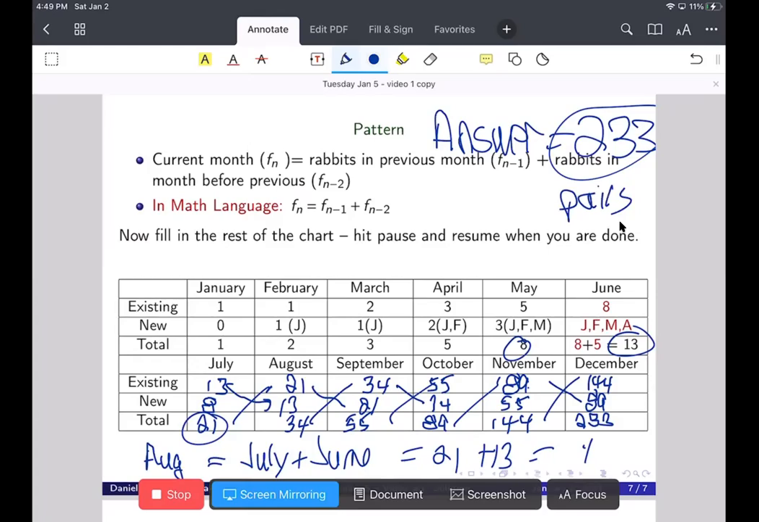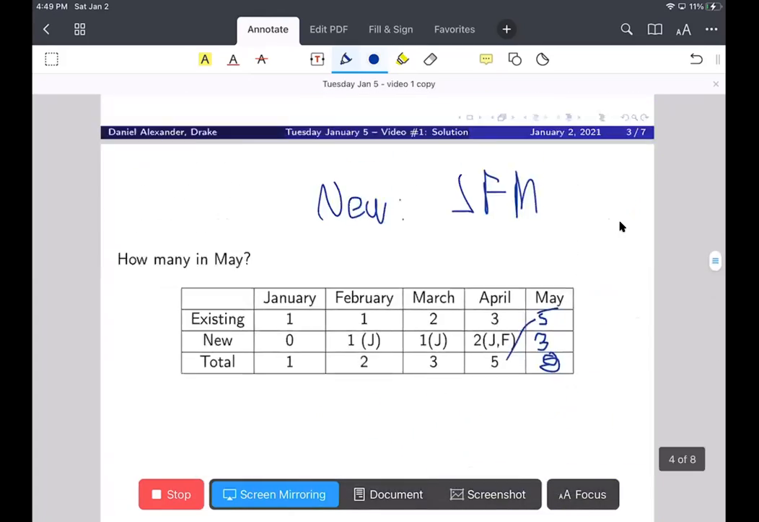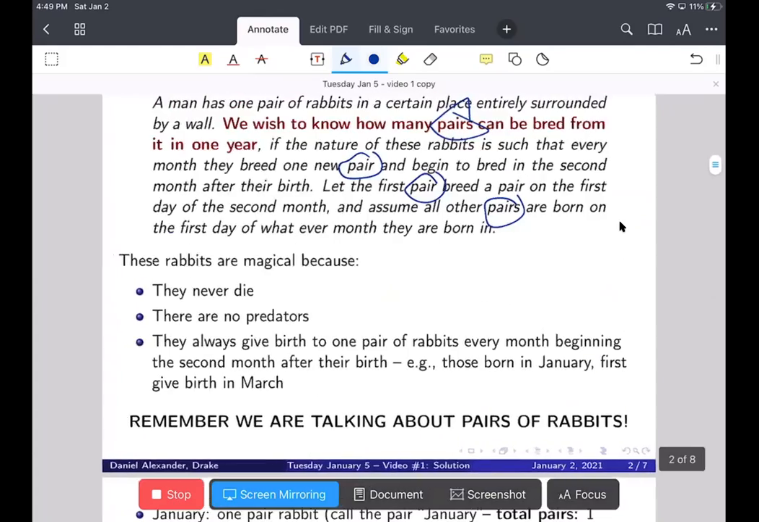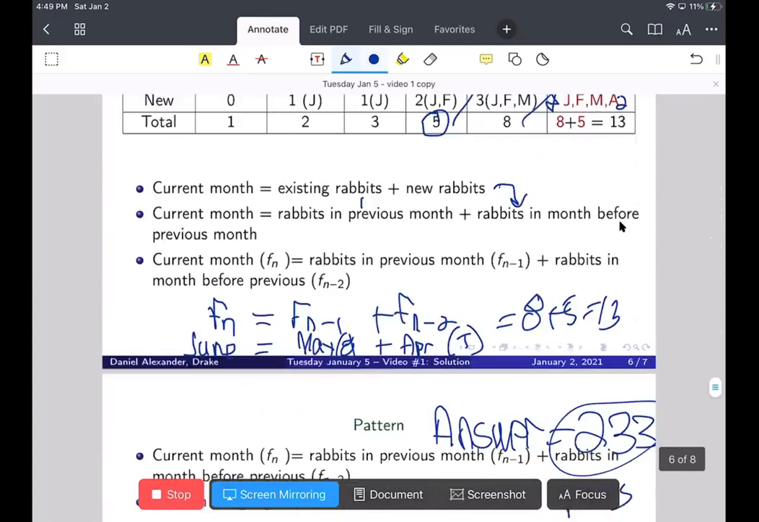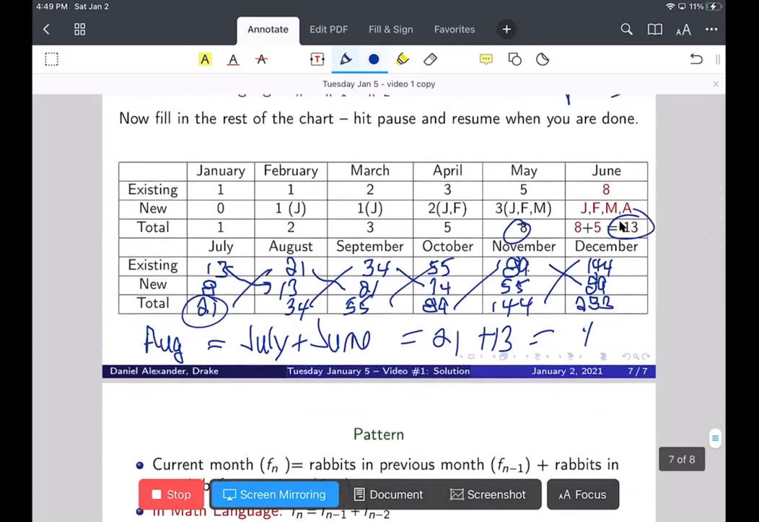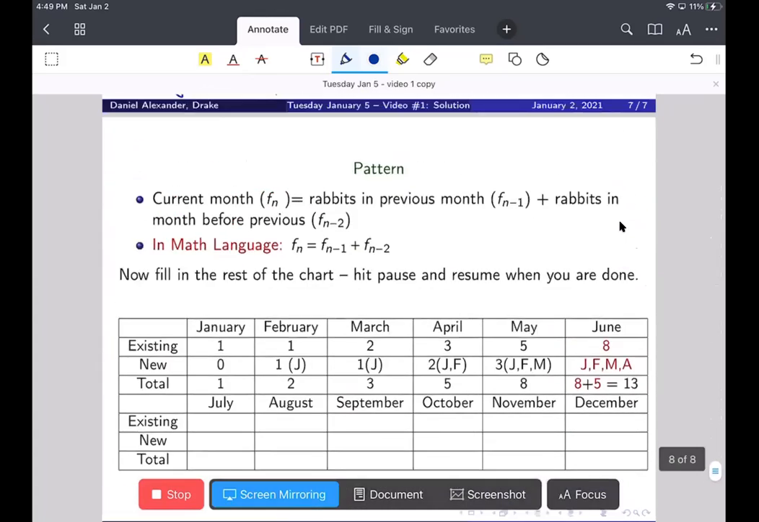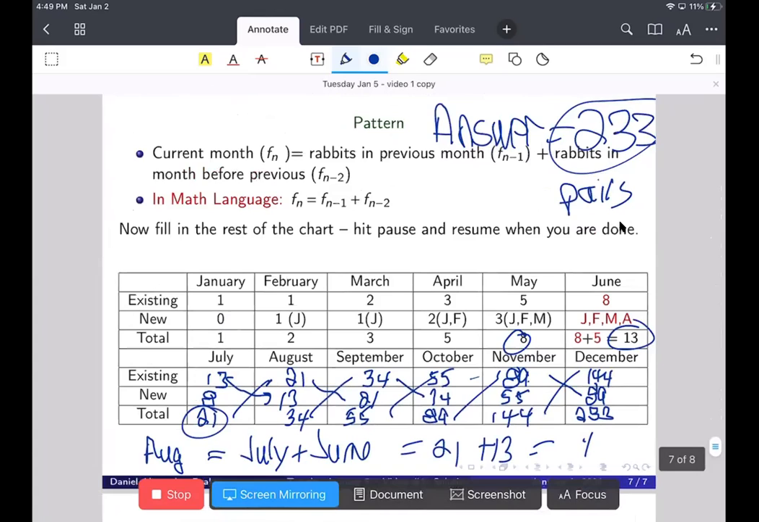And remember what we were doing. I'm going to go back to the question. We wanted to know how many pairs can be bred in 1 year. We used this chart to figure it out, and we got the total was 233. Okay, got it? Hopefully that makes sense.